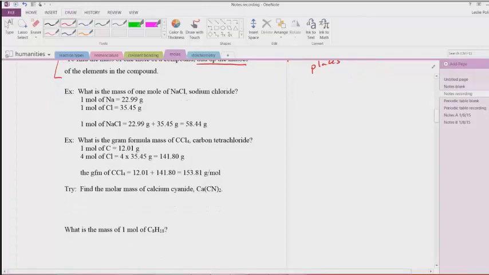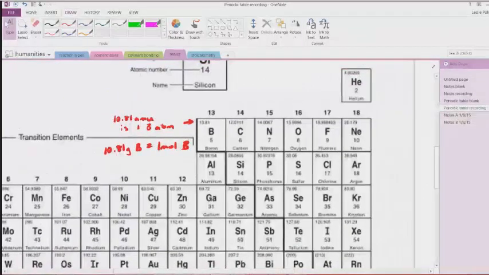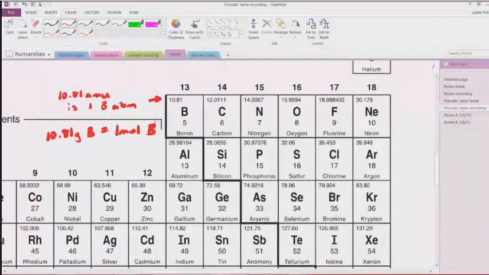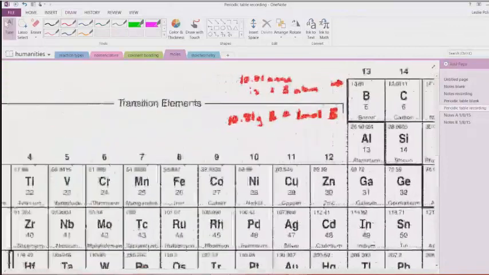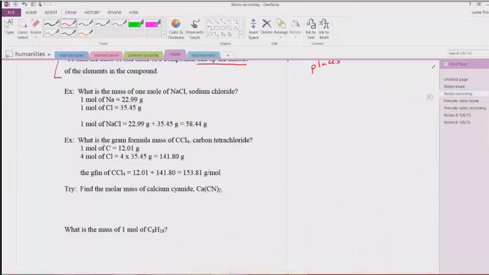So you look at our first example. We've got sodium chloride, 1 Na and 1 Cl. See chlorine, 35.453. Sodium, 22.98977. We're not going to use everything. We're going to round to those 2 decimal places. Add them together, and now that's the mass of 1 mole of the compound.